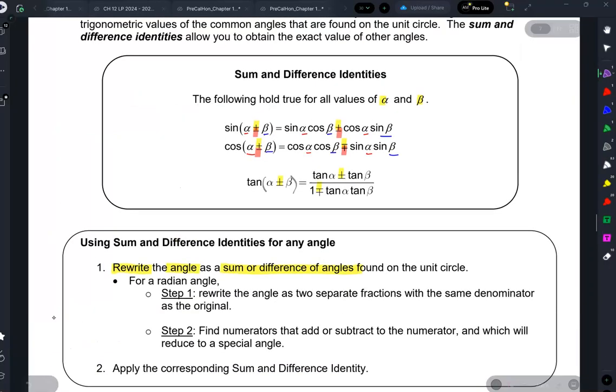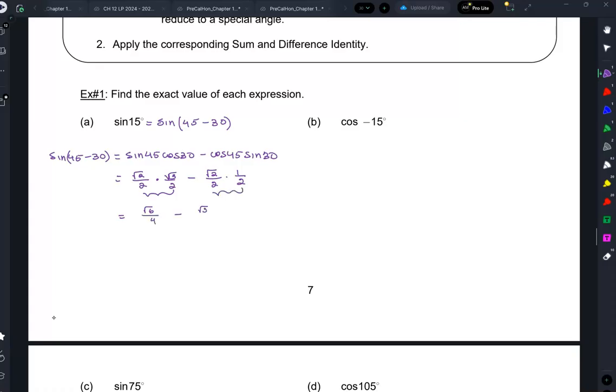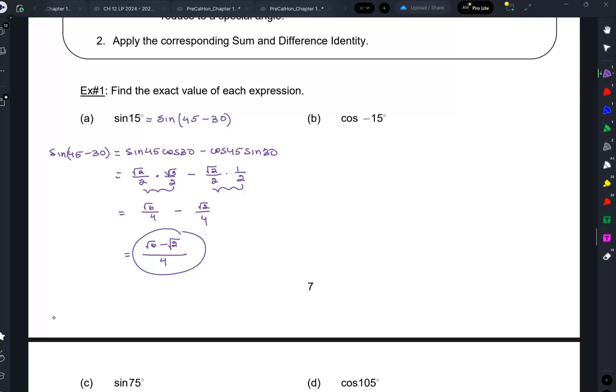And just like in the formula, the minus is the lower symbol. You go with the lower symbol, minus, minus. Okay, so now I know exactly how to do these. Sine of 45, root 2 over 2. Cosine of 30, root 3 over 2, minus cosine of 45, root 2 over 2. Sine of 30 is 1/2. So now, here, I get root 6 over 4 minus root 2 over 4. Combine them over 4, root 6 minus root 2 over 4. So that is exactly what you should get. Okay? That's how we leave it.